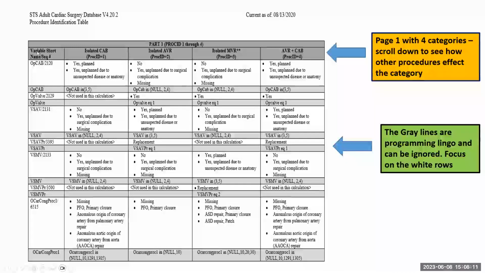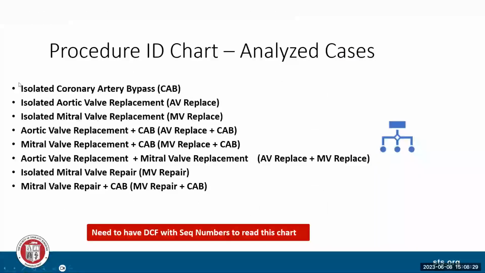So over here, you have the sequence number and the variable. Okay. So this is OpCap 2120. Over here, you have your analyzed. Oh, let me go back first. I'm sorry. Go back up for just a minute. These are the analyzed cases. I meant to say that. Isolated. So these are the cases right here that are on the Proc ID chart. So these are your analyzed cases.